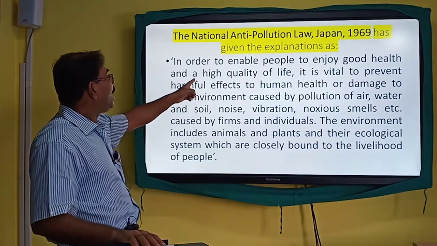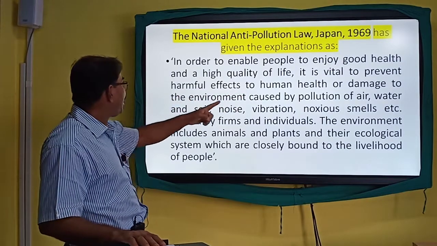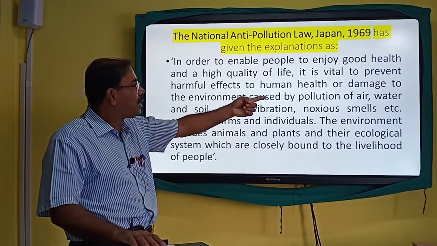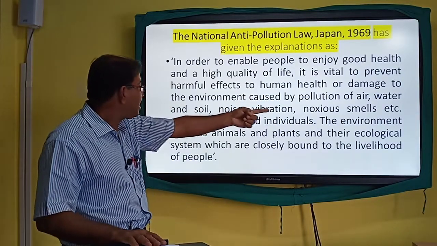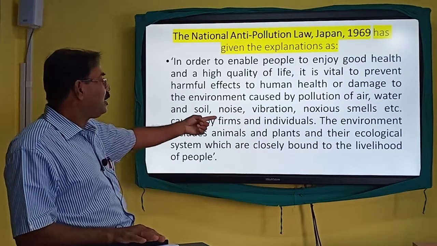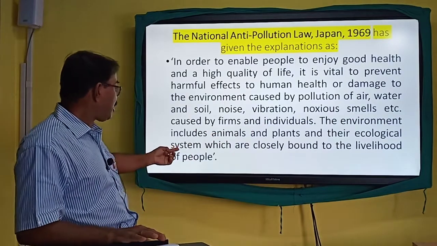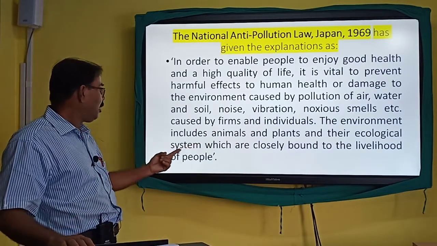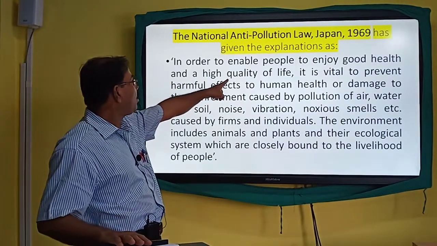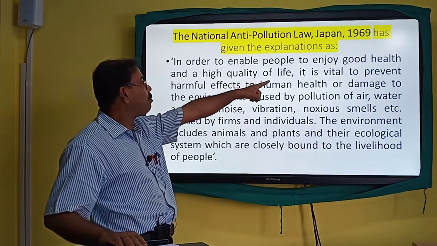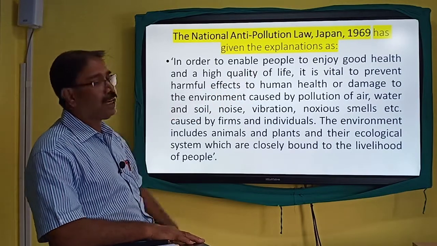Good health and high quality of life. It is vital to prevent harmful effects on human health or damage to the environment caused by pollution of air, water and soil, noise, vibration, noxious smells, etc., caused by farms and individuals. The environment includes animals and plants and their ecological system, which are closely bound to the livelihood of people. Friends, in 1969 it was said we are to be careful towards the quality of life, and we are to be much more concerned about the parameter of good health, protecting health.